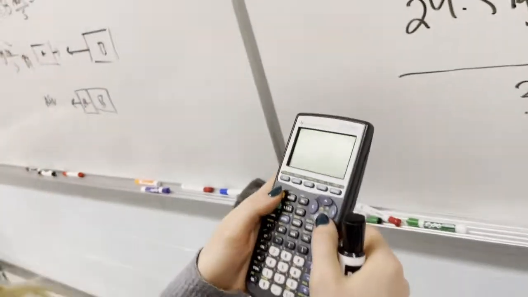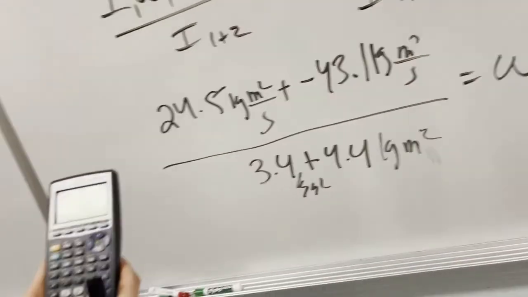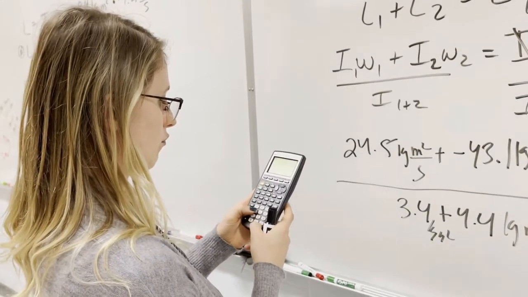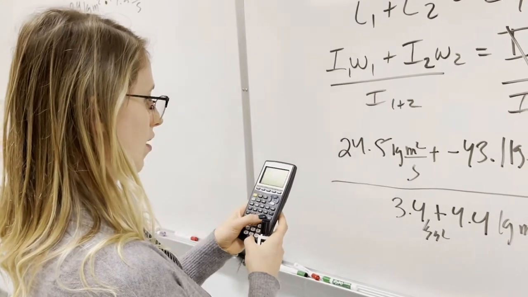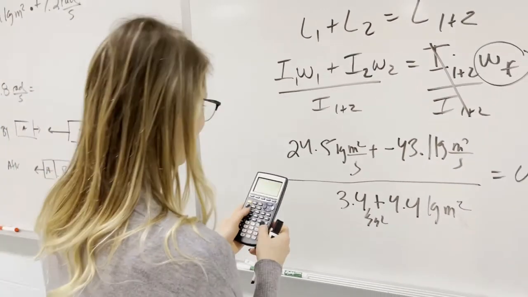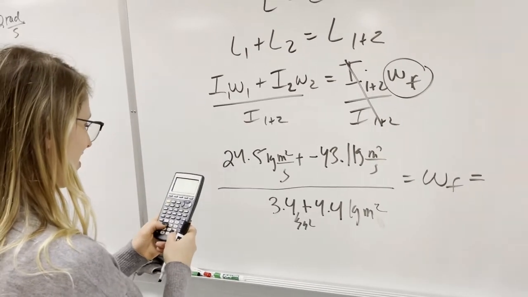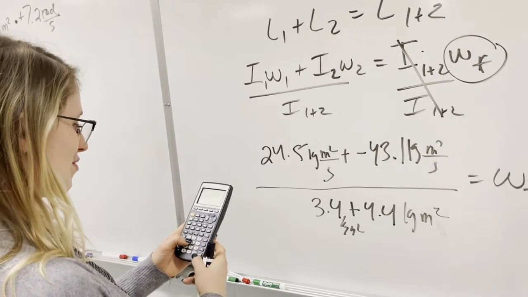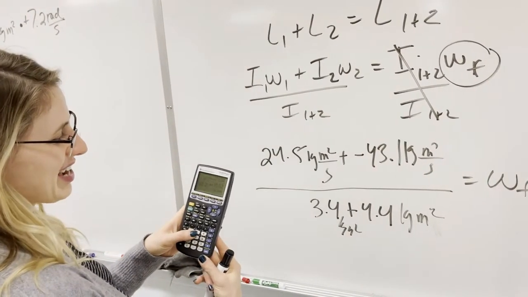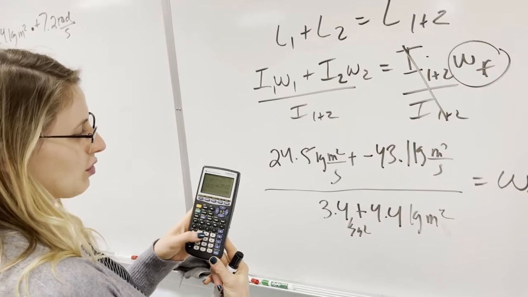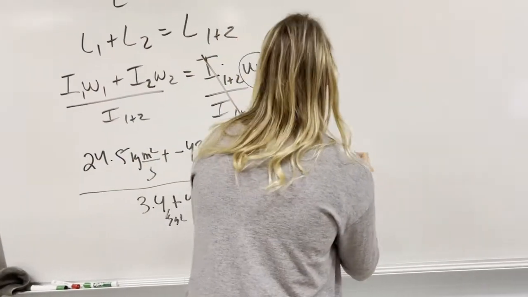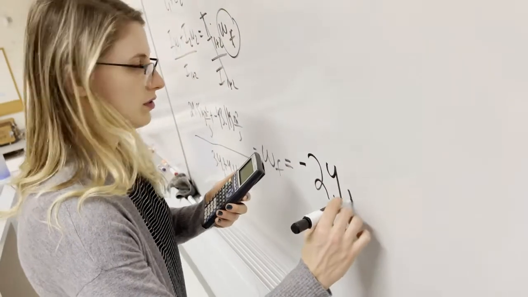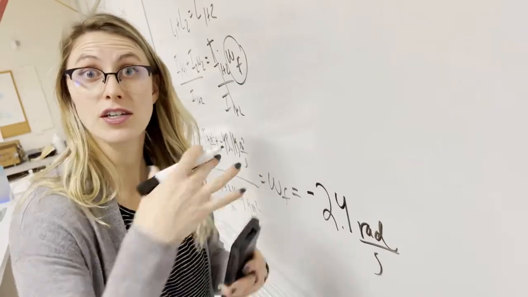You know what I'm going to do? I'm going to put the top part in parentheses. 24.5 plus a negative 43.1, divided by 3.4 plus 4.4. Okay, that's more like it. I get a negative 2.3. We'll call it negative 2.4. That's a more negative 2.4. It's kind of slow. Well, yeah, because after the collision they're going in the opposite direction.